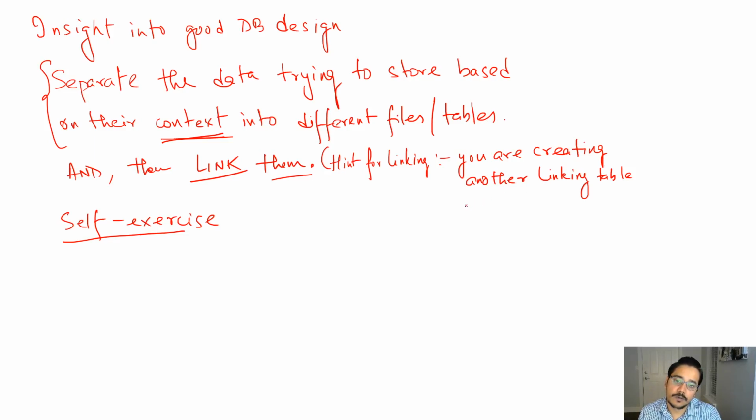So of course you can guess to a certain degree that the two contexts that we had in the example that we discussed are basically the student's personal information and the courses that they're enrolling in. So that will result in two tables. But when you're trying to link them, you will also have to generate another table which will be responsible for linking them.